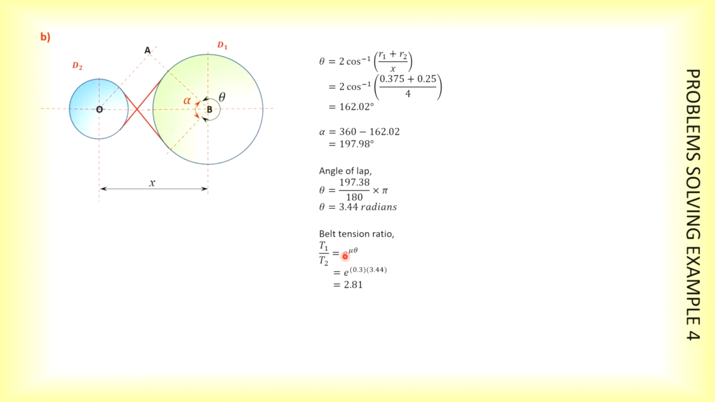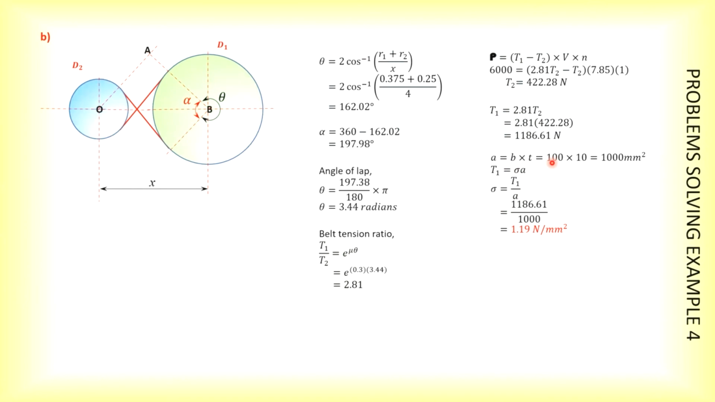So for the belt tension ratio, you can work it out here. Remember mu theta, and theta must be in radians. So you can work out T1 over T2 equals 2.81. By replacing T1 with 2.81 T2 here, you will have your T2 and your T1 as well. Based on that, work out the stress. The maximum force among these is the tight side, so you get the stress as 1.19 Newton per millimeter square.